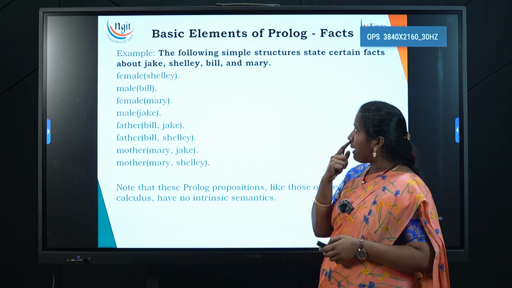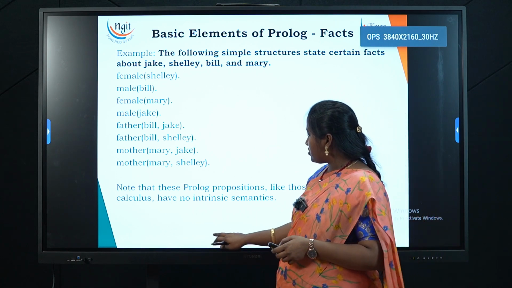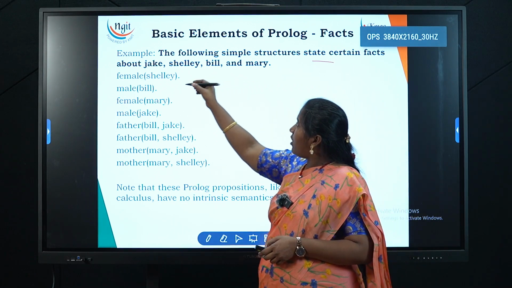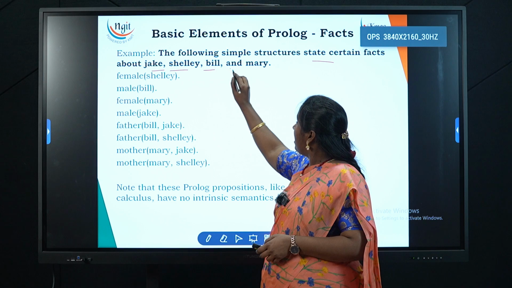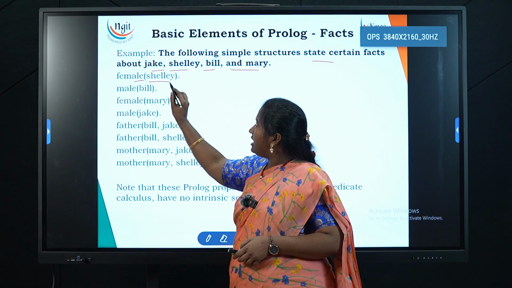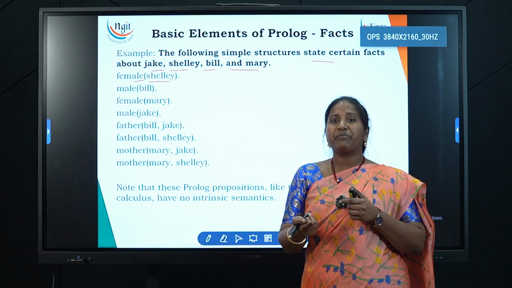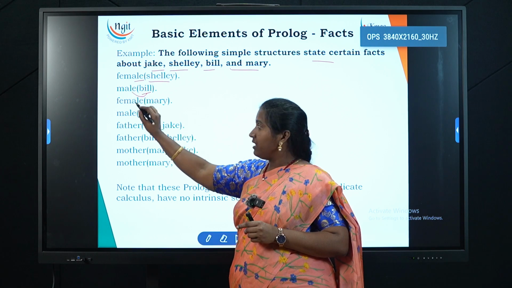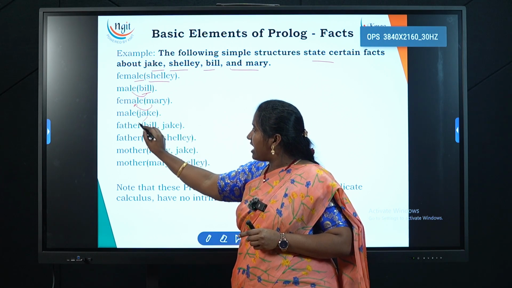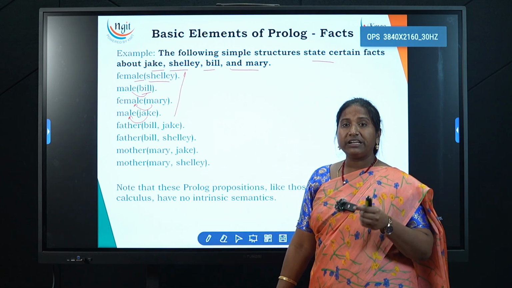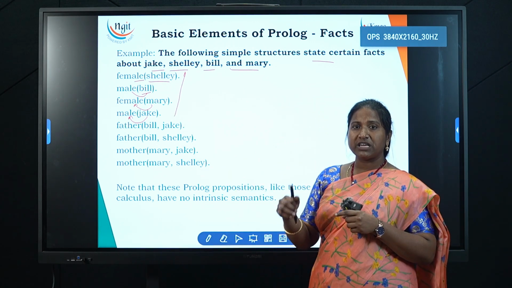Now let's see with an example. The following simple structures state certain facts about Jake, Shelley, Bill and Mary. Now look at the example. Female Shelley. Now what we have to make is a proposition: Shelley is a female. Bill is a male. Mary is female. Jake is male. So these are the statements, declarative semantics or propositions which have one parameter.